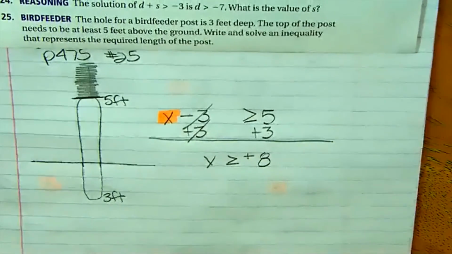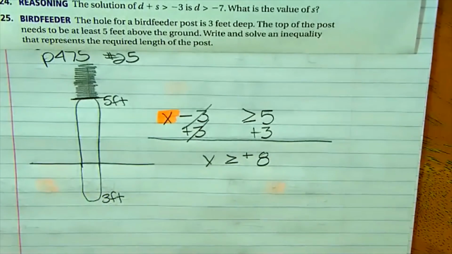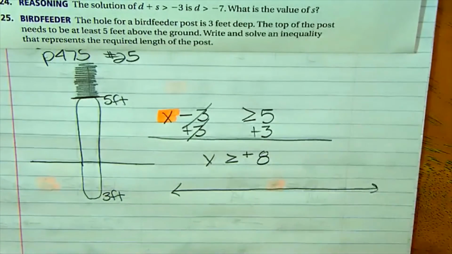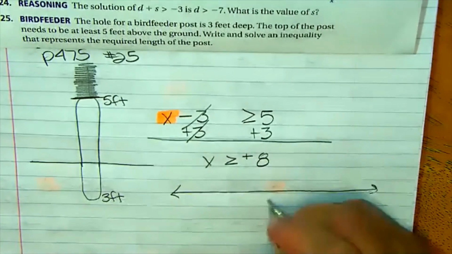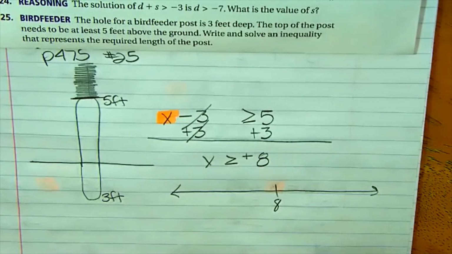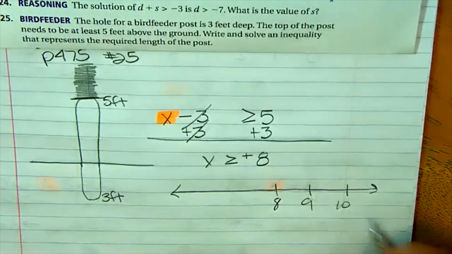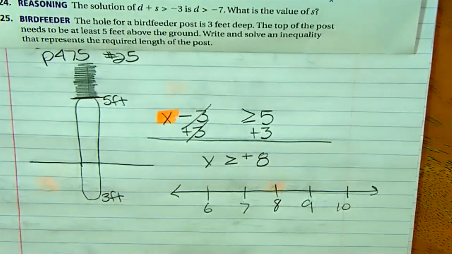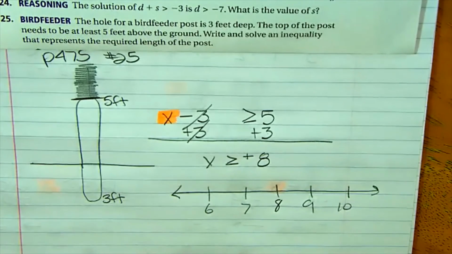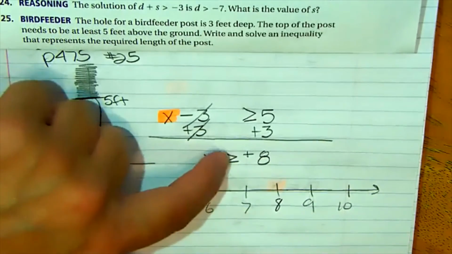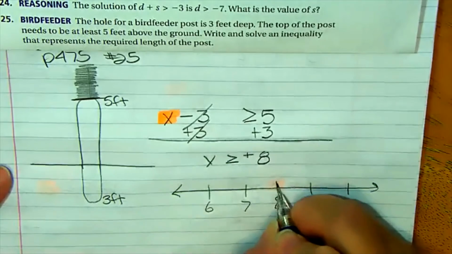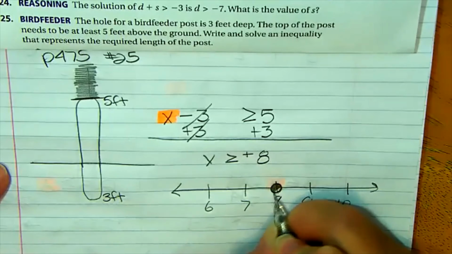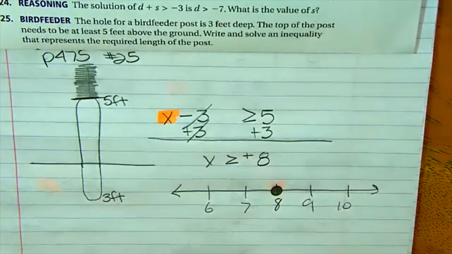So an 8-foot pole or taller will meet my requirements. Let's graph that. I'm going to put my target in the middle. 2 ticks to the right, 2 ticks to the left. Now, my sign is greater than or equal to. So my solution set starts at 8, but it also includes 8. So it's going to be a closed circle.